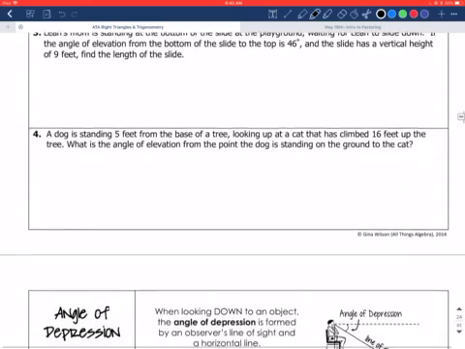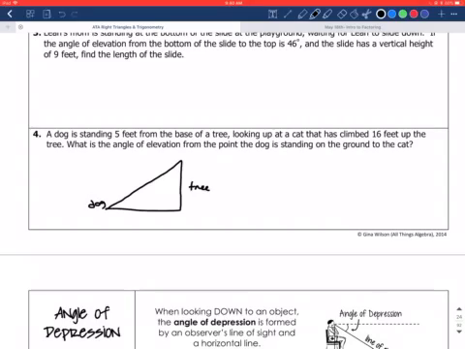All right, so moving down to number 4, a dog is standing 5 feet from the base of a tree. Okay, so here's your tree, and here's your dog, looking up at a cat that has climbed 16 feet up the tree. So we already know that this right here is going to be 16. What is the angle of elevation from the point the dog is standing on the ground up to the cat? So we're just asking for this angle right here. And he's standing 5 feet away from the base of the tree. So now they have given us the two sides. We are looking for the angle. So we're going to have to use inverse trig here. There's our hypotenuse and adjacent.